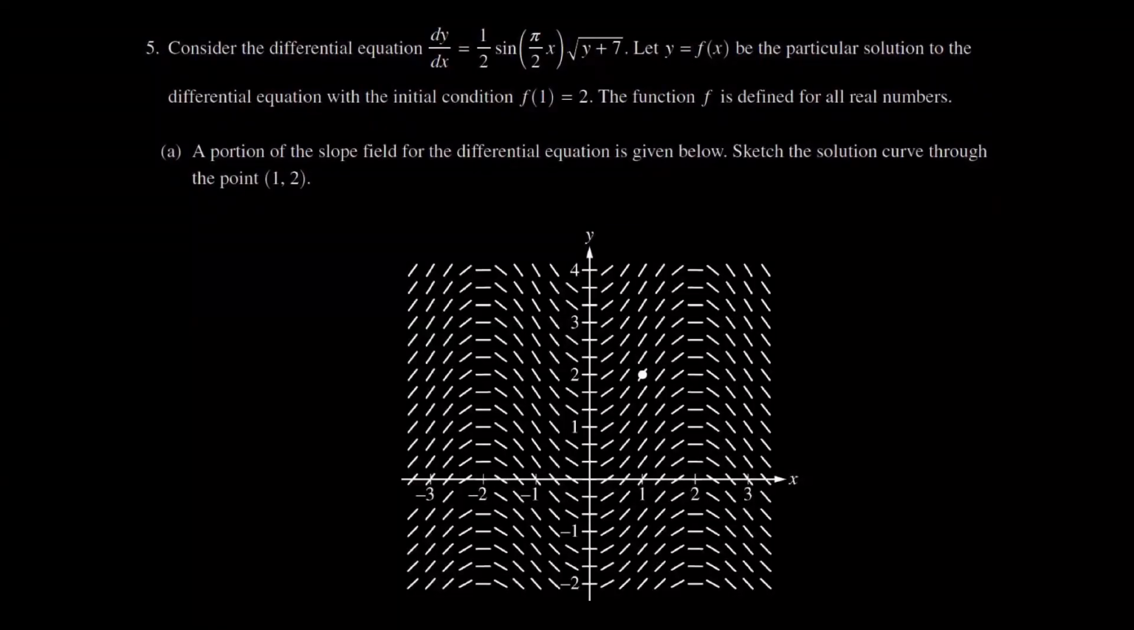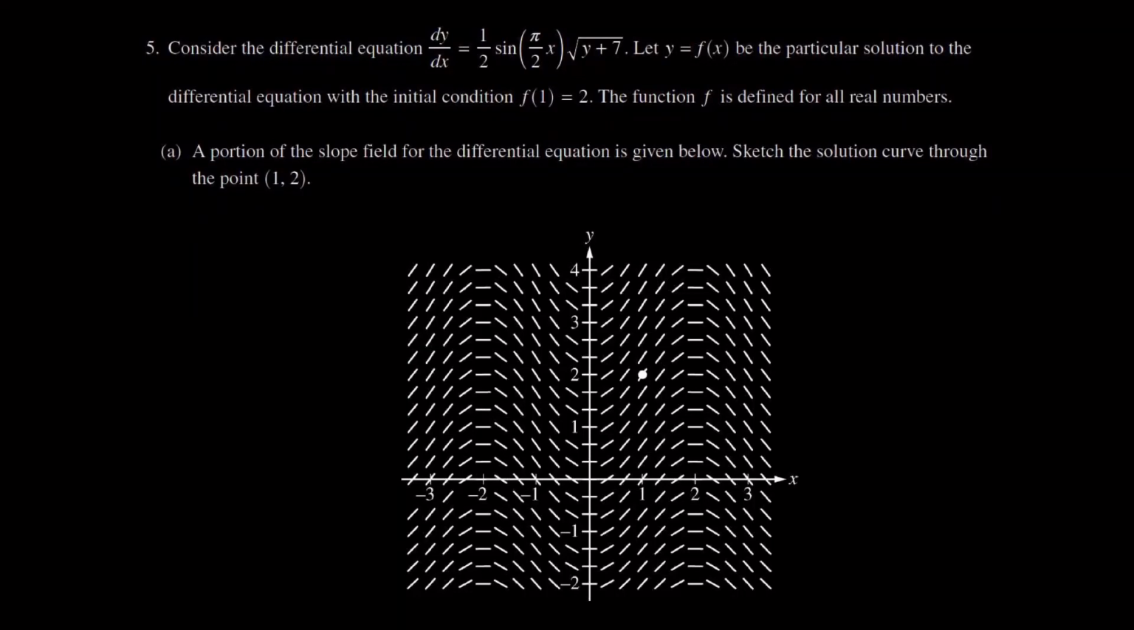In this question, we are given the differential equation dy over dx equals 1/2 sine(pi over 2 x) times the square root of y plus 7. So this is an implicit function for the differential equation. And then we are given that y equals f of x is a particular solution to this differential equation with the initial condition f of 1 equals 2. And this function f is defined for all real numbers.